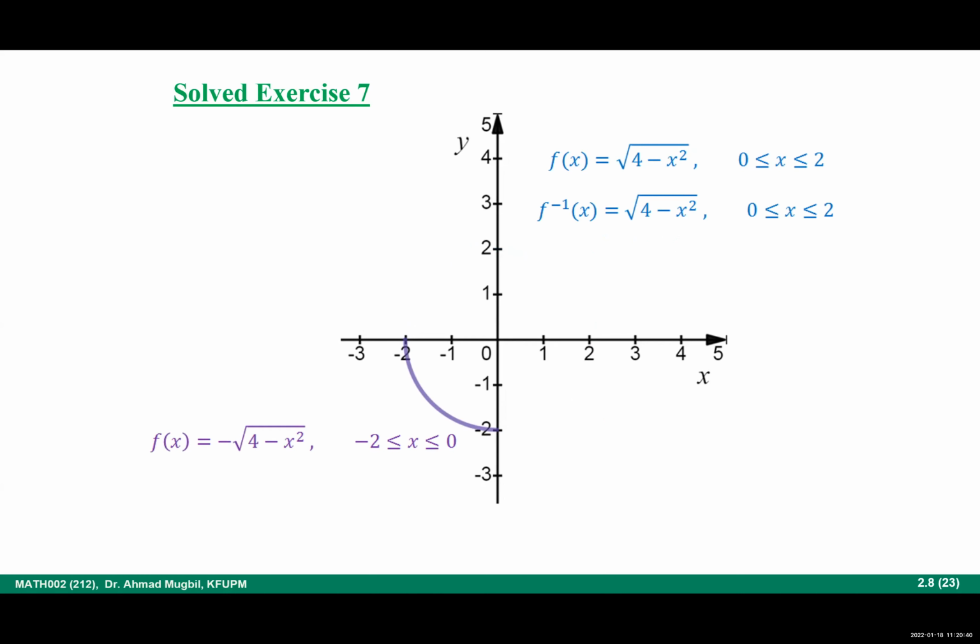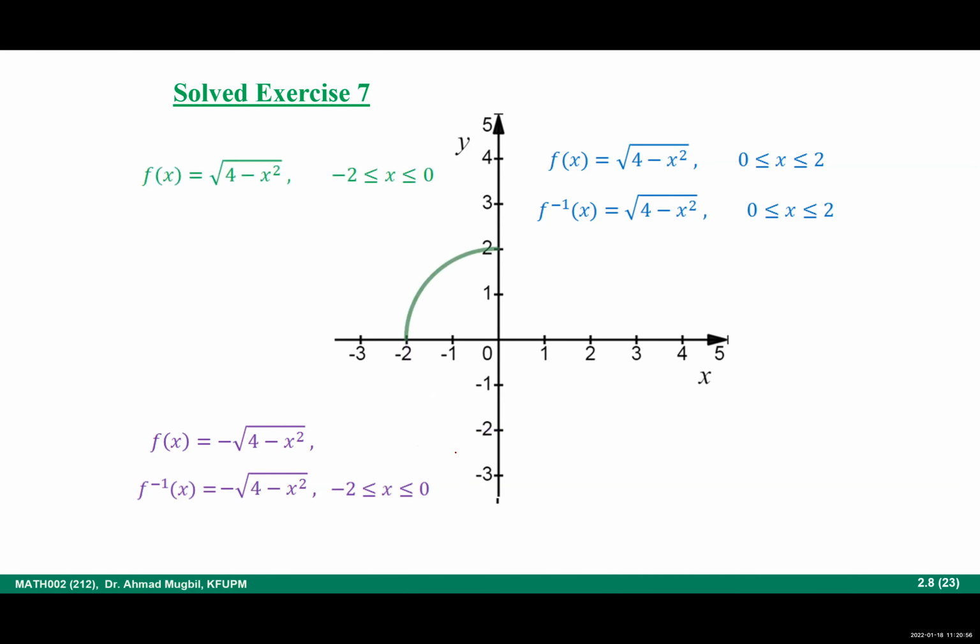Now the negative part: the domain is between -2 and 0. Again, if you reflect this graph about the line y equals x, it will be the same. So the inverse also is the same function with the same domain and the same range.